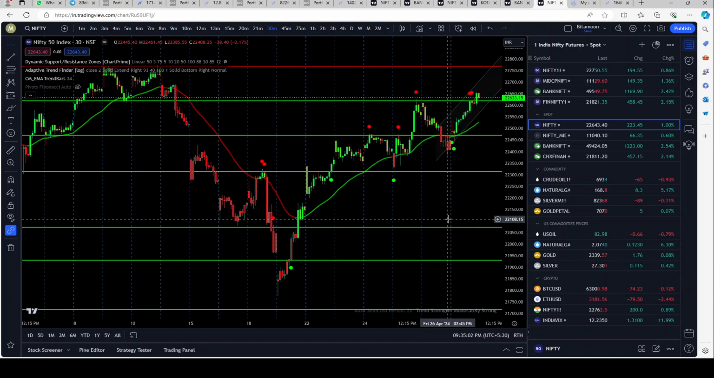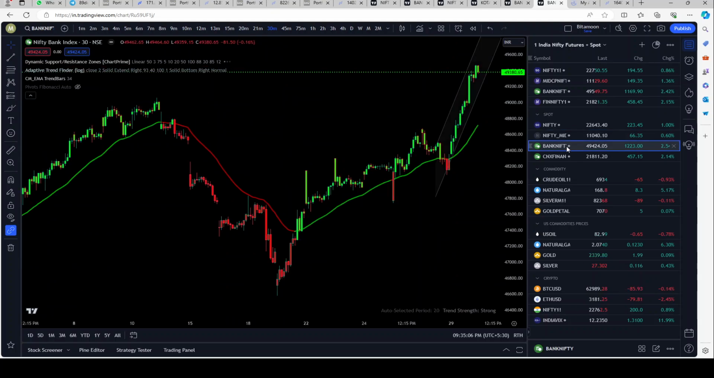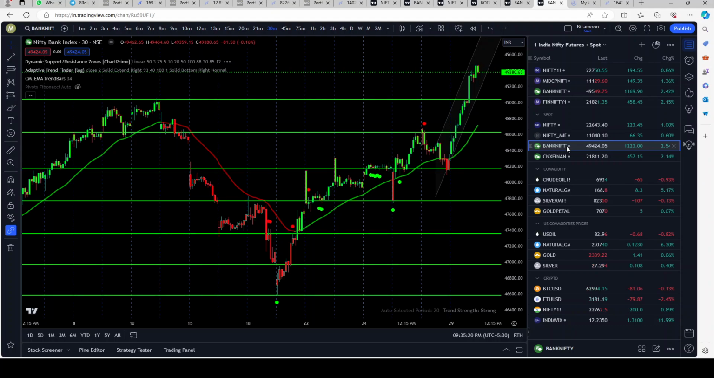All right, if you do the same thing for Bank Nifty, it looks like this. Give it a few seconds for the dynamic support and resistance to come up, and it'll look like this. Again, it clearly shows in the 30-minute time frame how Bank Nifty was from year to year in a downtrend, and now it's in an uptrend.